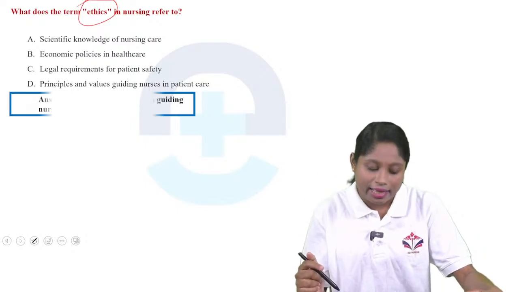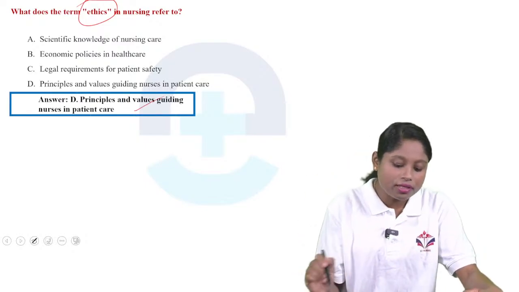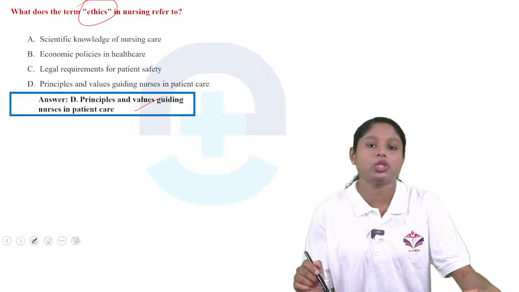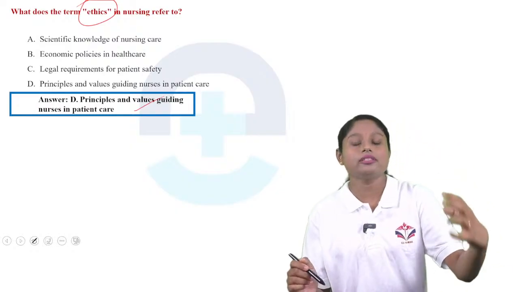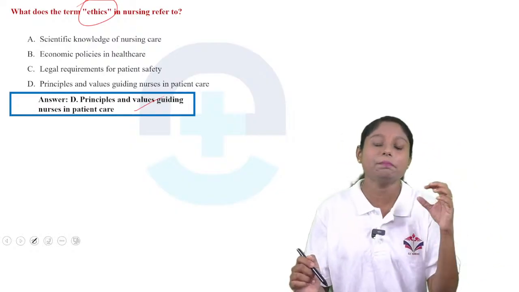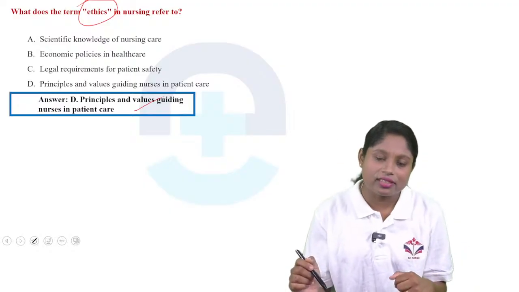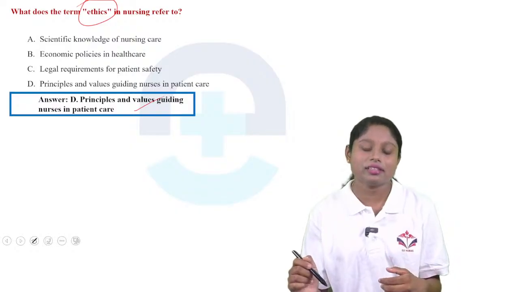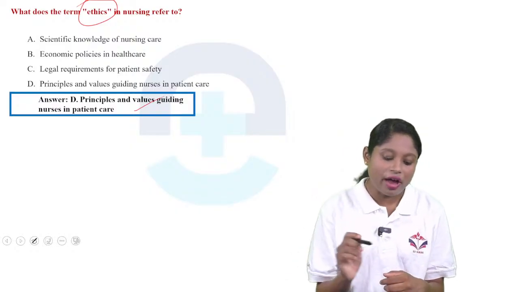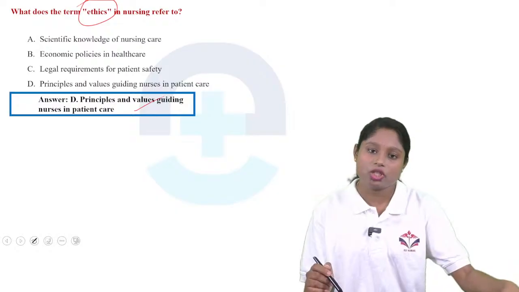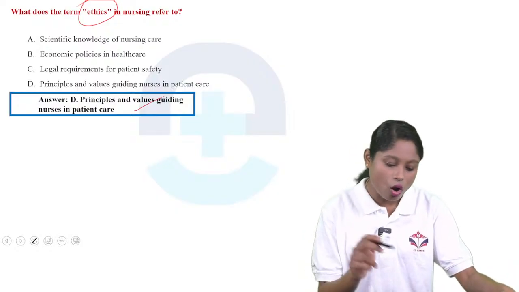What do you mean by ethics here? It is principles and values guiding nurses in patient care. So it is a set of principles and values that guide a particular nurse in patient care. That is what is called ethics. So ethics in nursing is nothing but principles and values guiding the nurses in patient care. So the definition of ethics is clear.